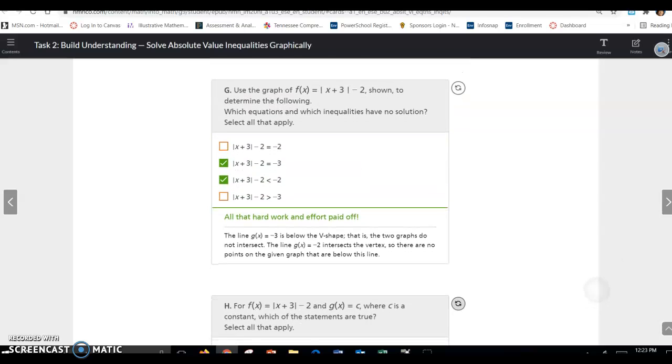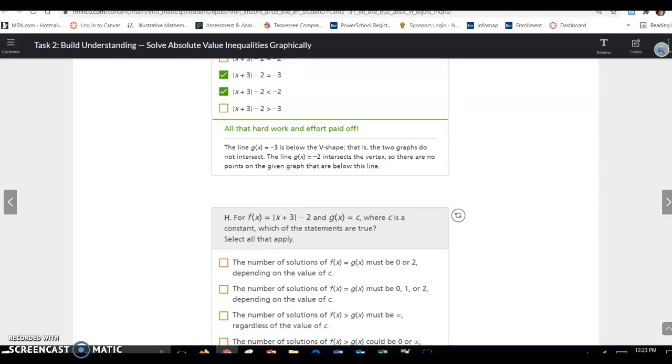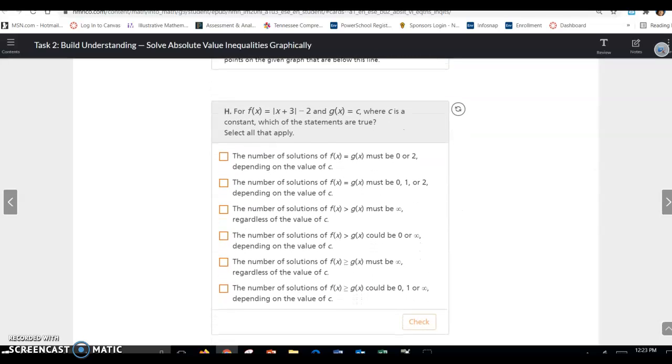And again, if you need to, get these numbers to the other side and then graph or sketch the graph and look at that to see if it's a true statement or not. That's a good way to do it.